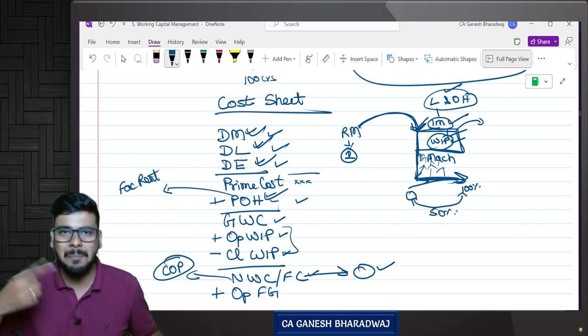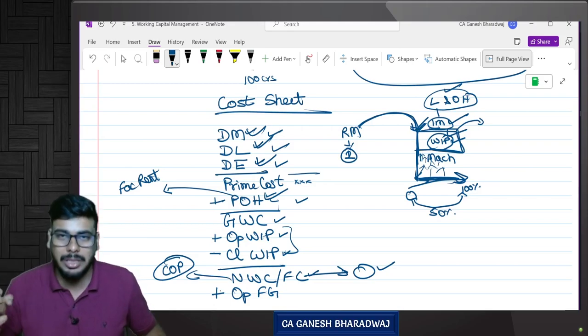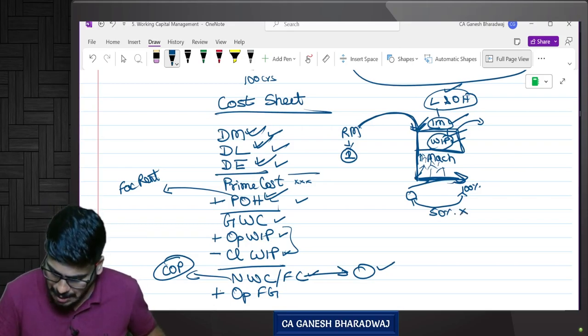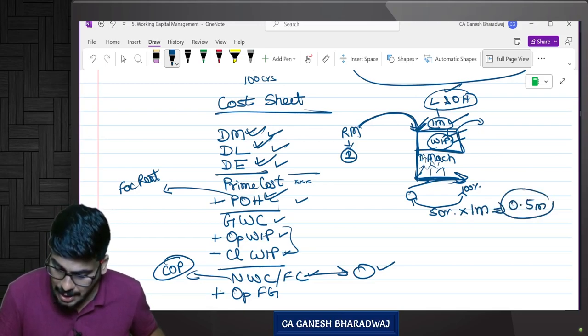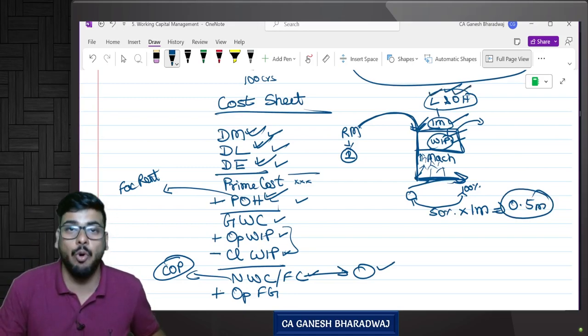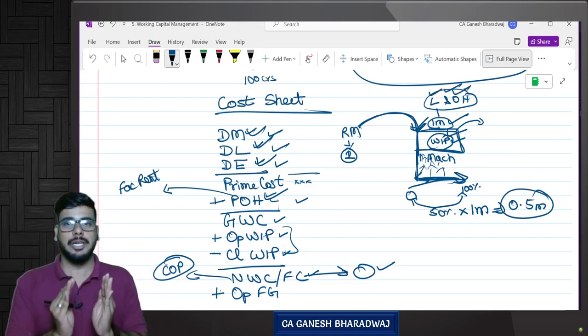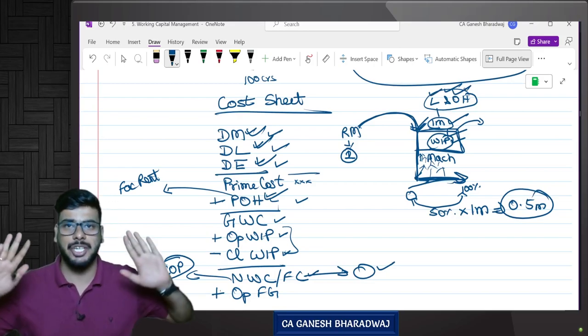Or in other words, can I say, on an average, 50% is only the amount of cost that gets blocked into my business. And 50% of 1 month is 0.5 month. So I need 0.5 month equivalent of labor and overheads to be funded upfront in my business so that I can smoothly run my operations. Are you clear with this?